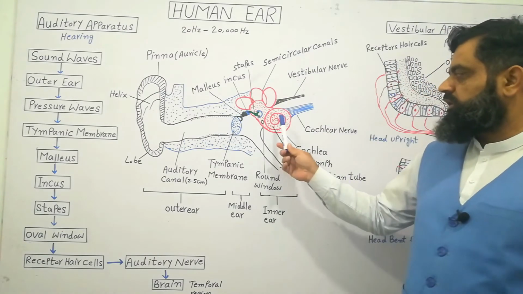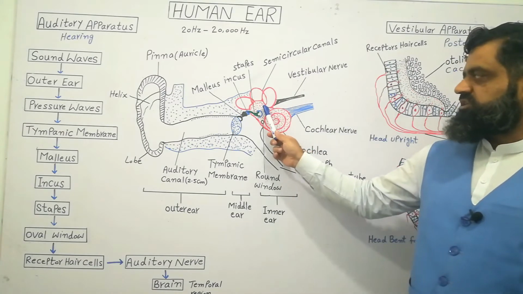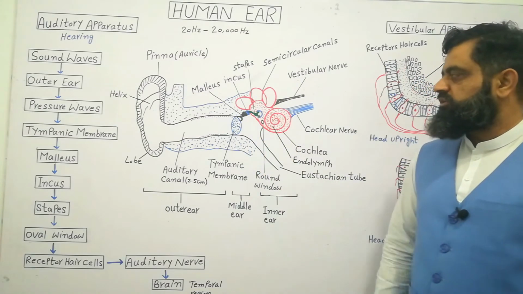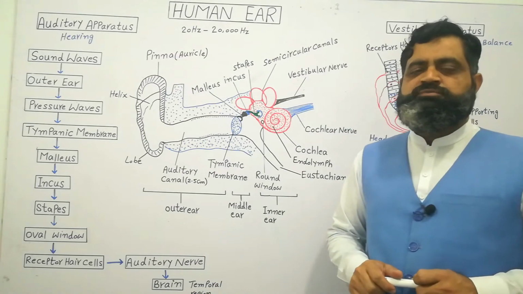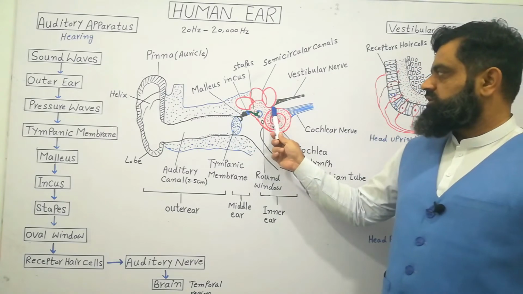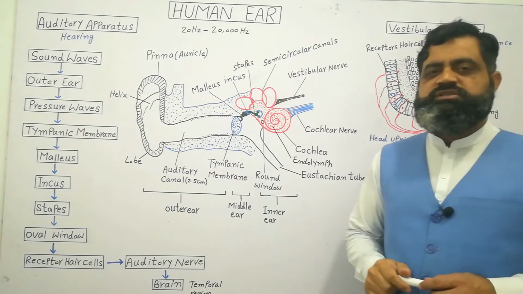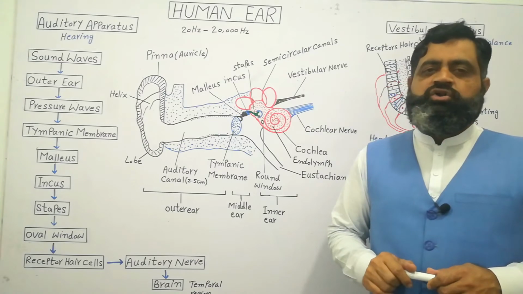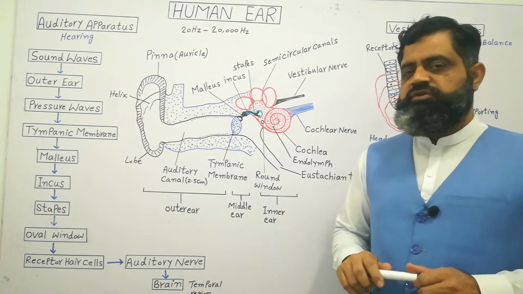The second apparatus, which is used for the posture and balance of the body, is known as the vestibule. The vestibule is a portion attached to the cochlea which contains specialized hair cells and structures responsible for posture and equilibrium of our body. It also contains three canals known as semicircular canals. This vestibule and semicircular canal contain gelatinous material which also contains otoliths, which are crystals of calcium carbonate that help in the balance of the body.